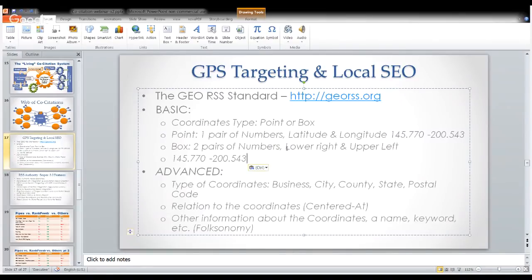I don't know why they picked the lower right corner first and then the upper left. But then you would have something else that would be the upper left. So let's say maybe this would be 140, and this might be minus 100. And you notice that they're all just spaces in between them. So even though they're pairs, they're just separated by spaces. So 4 coordinates is a box, and 2 coordinates is a point.